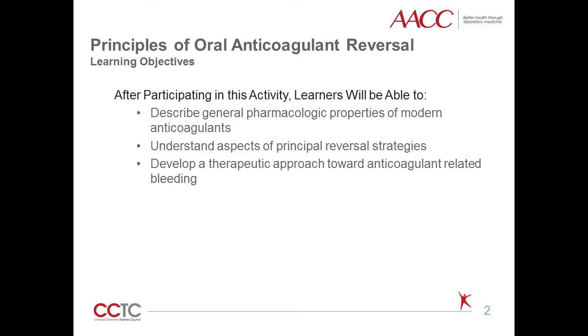After participating in this activity, learners will be able to: 1. Describe general pharmacologic properties of modern oral anticoagulants, 2. Understand aspects of principal reversal strategies, and 3. Develop a therapeutic approach toward anticoagulant-related bleeding.